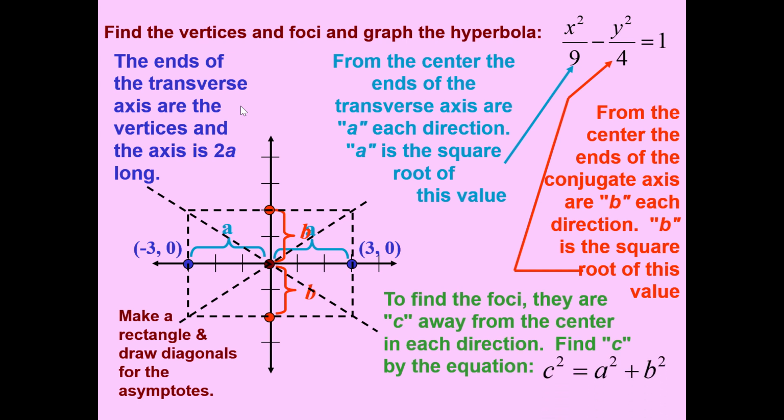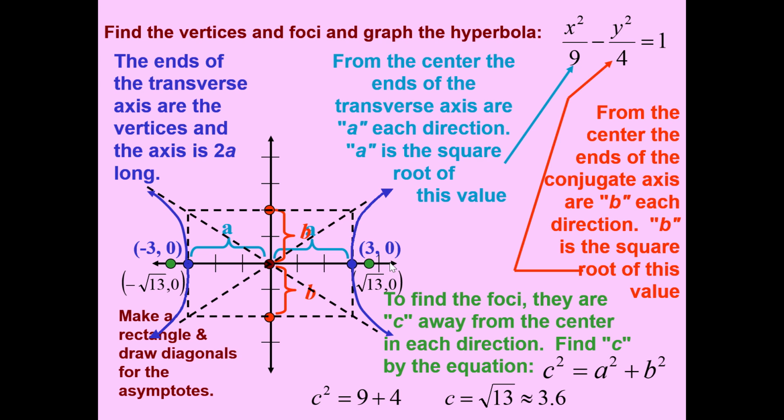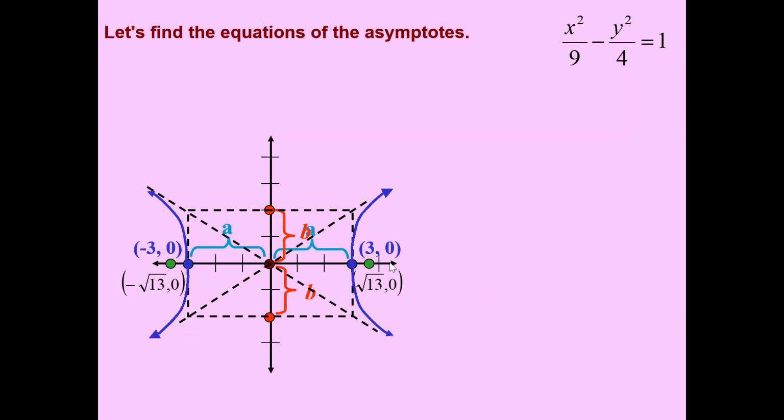We can find the foci. They are c away from the center along that transverse axis. c squared is 9 plus 4, so c is the square root of 13. There and there for our foci. Now we can go ahead and just sketch it out. There's a sketch of a hyperbola.